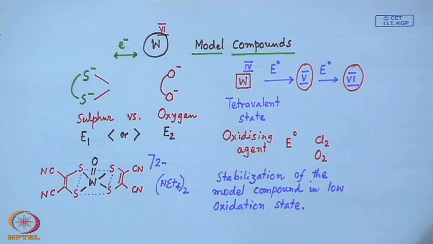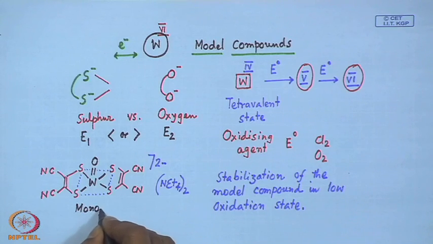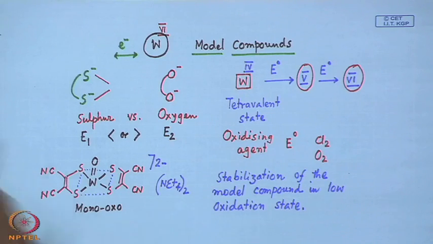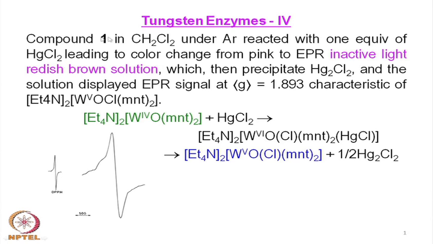So, in this low oxidation state, it can be achieved if we have a corresponding monoxo compound. The compound is therefore the simple monoxo compound. So, if we take this compound, that means in the +4 oxidation state, the monoxo malonitrile dithiolate compound of tungsten, which is soluble in dichloromethane.